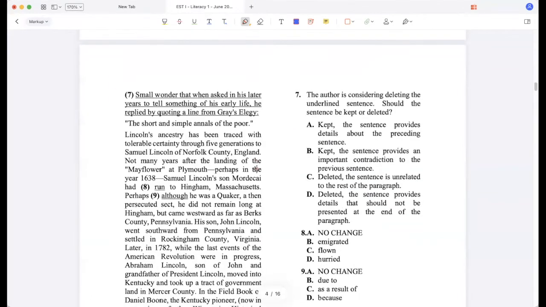Small wonder that when asked in his later years to tell something of his early life, he replied by quoting a line from Gray's Elegy, "The short and simple annals of the poor." The author is considering deleting the underlined sentence. No, definitely I want to keep the sentence, because this emphasizes the fact that his youth was spent in poverty. So it should be kept, because it provides details about the preceding sentence. It's not a contradiction, right? So it's A.